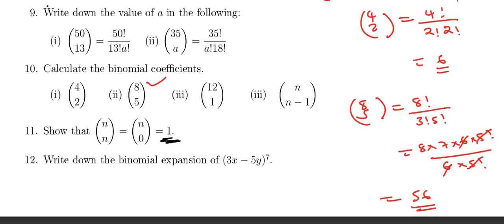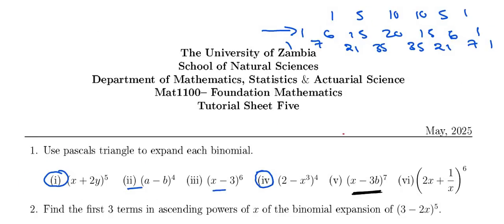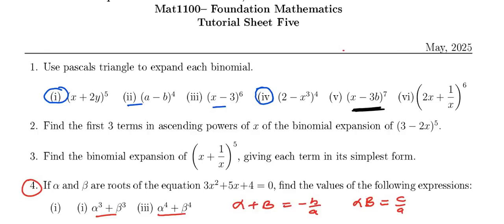Then number 12, they're saying write down the binomial expansion of this. So we're going to use Pascal's triangle for this one, the same way you did the first question, which I gave you, which had the power of 7. This guy here, the same thing that you did. The coefficients you're going to use are these ones from Pascal's triangle. That's how you are supposed to do the next question.